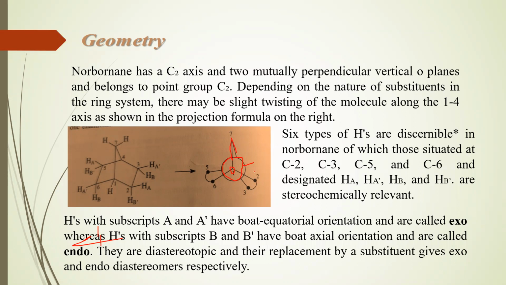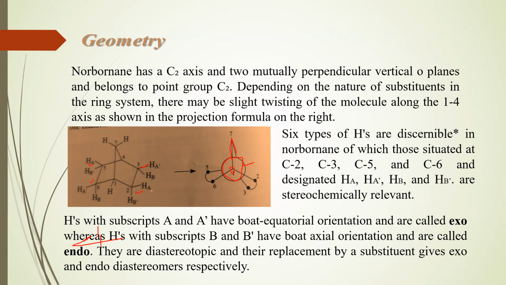There are discriminable hydrogens in norbornane, those situated at C2, C3, C5, and C6. There are two hydrogens represented as A, A dash and B, B dash, designated stereochemically as HA dash and HB dash.